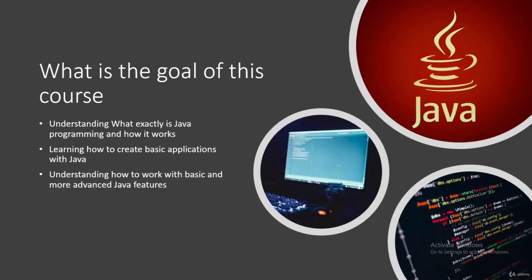So what exactly is the goal of this course? So pretty simple. For me personally, when I was creating this course, the main goal of it is really to help you understand what exactly Java programming is and how it works. There are plenty of other programming languages out there, and Java is really an advanced programming language. In my opinion, it's the same level as Python. Personally, I think it's a little bit more complicated than Python. My favorite one is Python, but Java is really close to it.